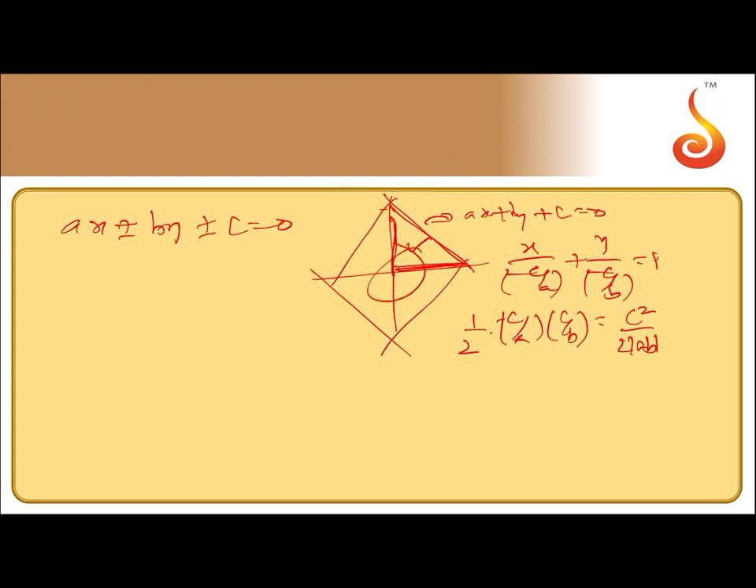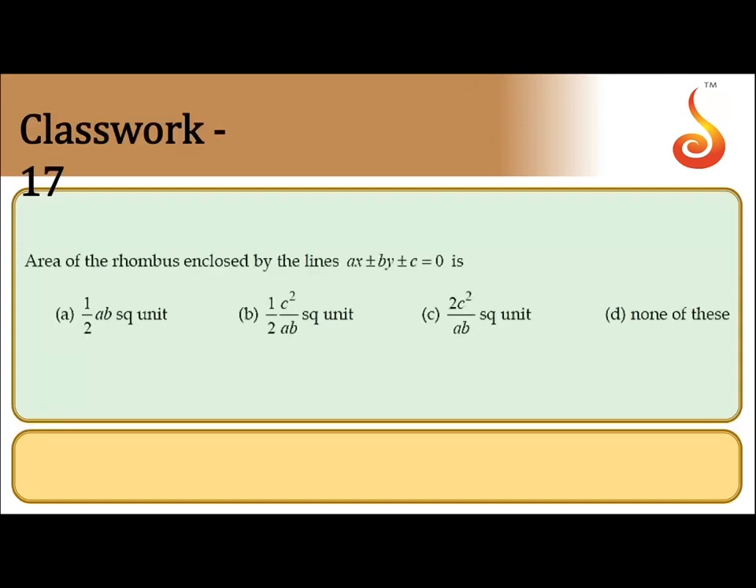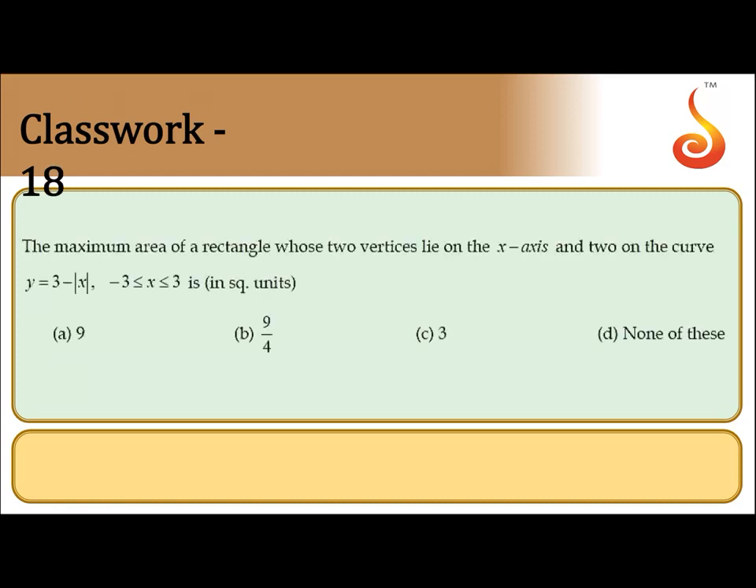And of course the total area is nothing but 4 times of this one. So 4 times c square divided by 2 times mod ab, that is equal to 2c square by modulus of ab, which is the required answer. 2c square divided by mod ab. That's right. Coming to the next one.